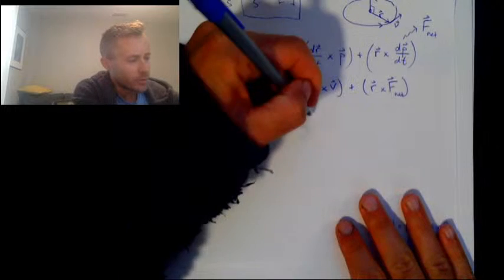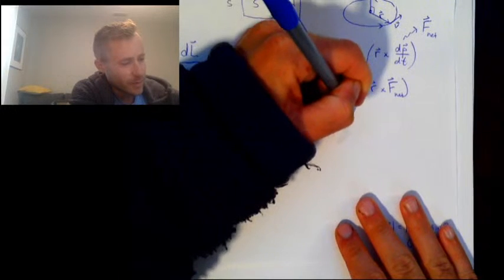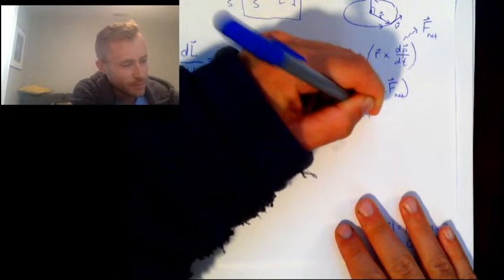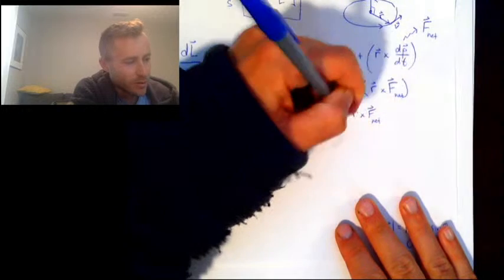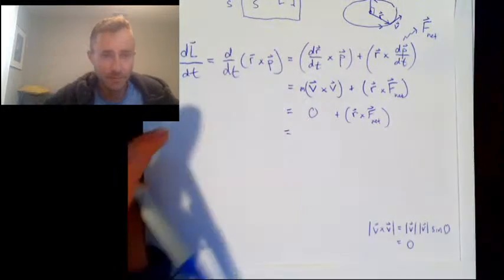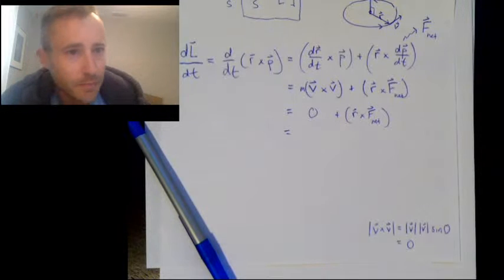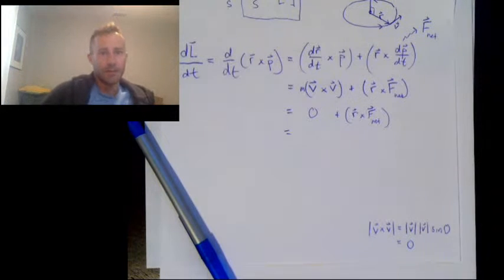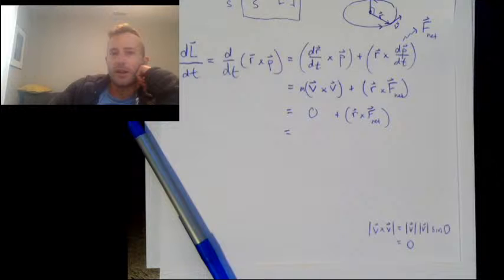Okay. So we get 0 plus r cross f. And does anyone remember what r cross f is equal to? We just talked about it. R cross f. I will wait.